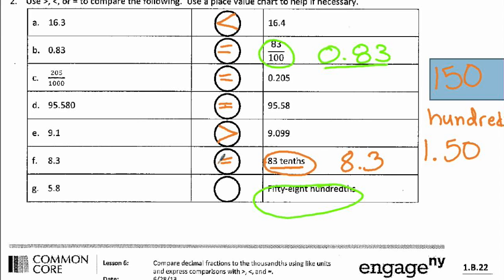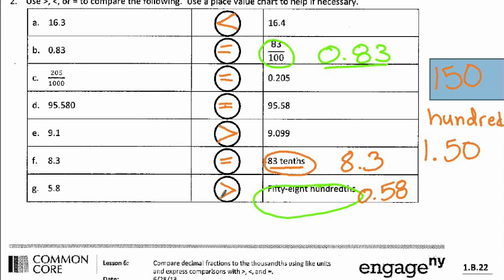Is 5 and 8 tenths the same as 58 hundredths, is that right? It's not right because 58 hundredths is behind the decimal and 5 is a whole number. So that means 5 and 8 tenths is greater than 58 hundredths.